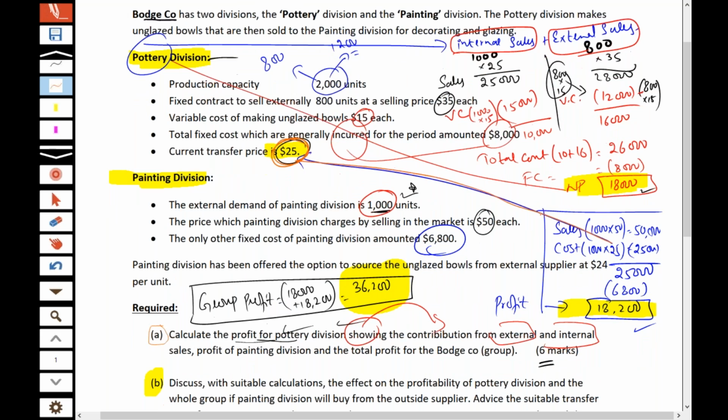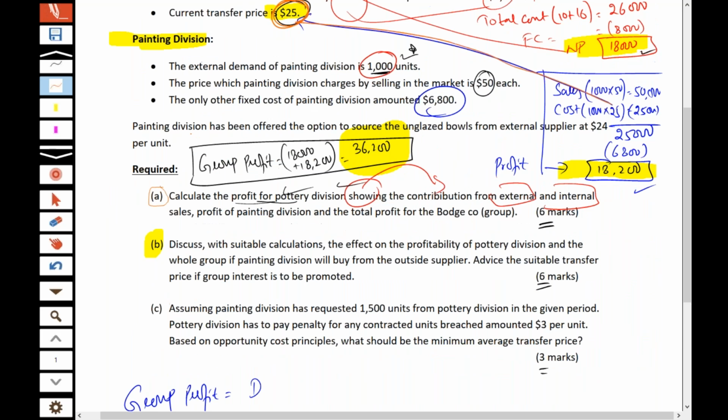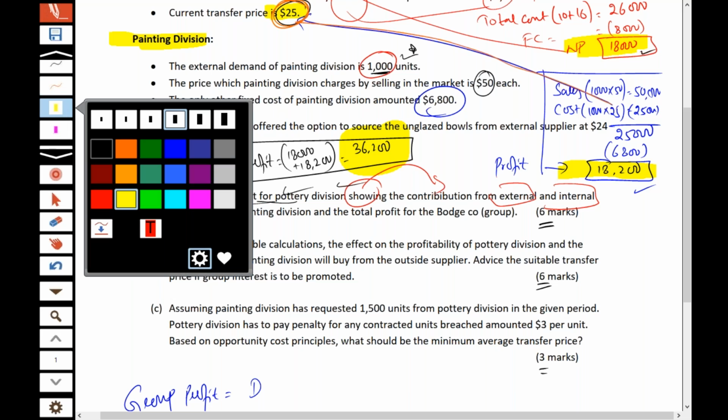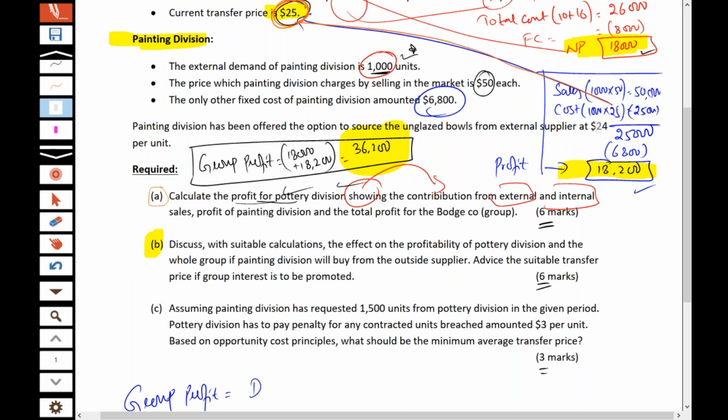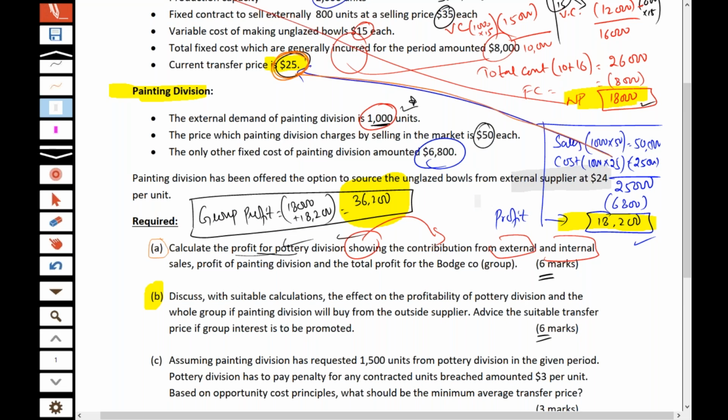Now the group profit is done, students. Painting division, just see this thing. Painting division has got this offer from an external supplier at $24.